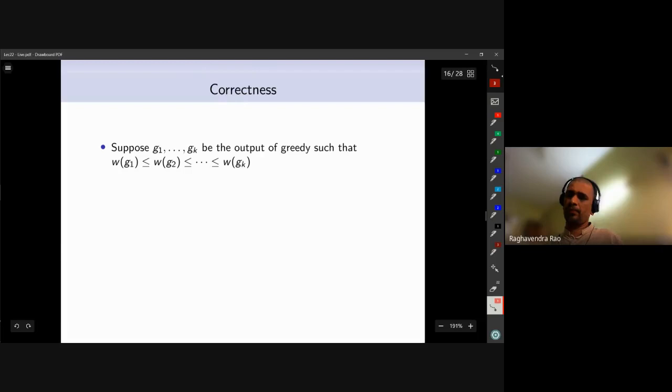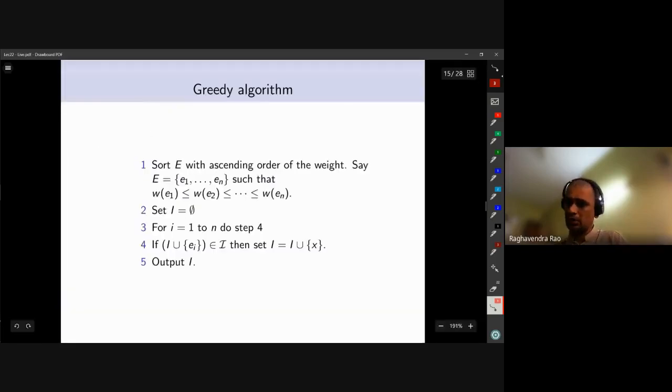Okay, good. So let's argue the correctness. I hope there is no question on the algorithm. The algorithm is clear to everybody, right? The problem was to output a minimum weight basis. All we did is sort the ground set elements in ascending order and pick. So the greedy choice was with respect to that.